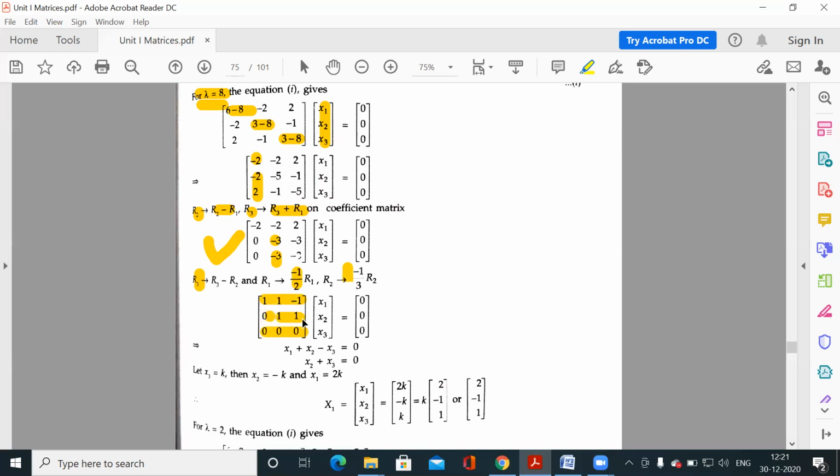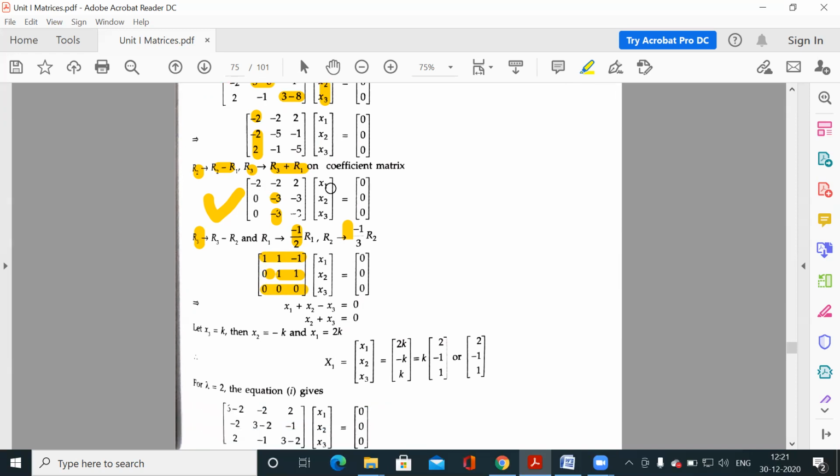Otherwise, it is not a compulsory step. It means you have to solve minus 2x1, minus 2x2, plus 2x3, and minus 3x2, minus 3x3 is equal to 0. These two equations, because the last equation is 0. So rank is 2, so we have one independent variable, 3 minus 2. So either you directly solve from here, or they have used this operation to make our calculations easy.